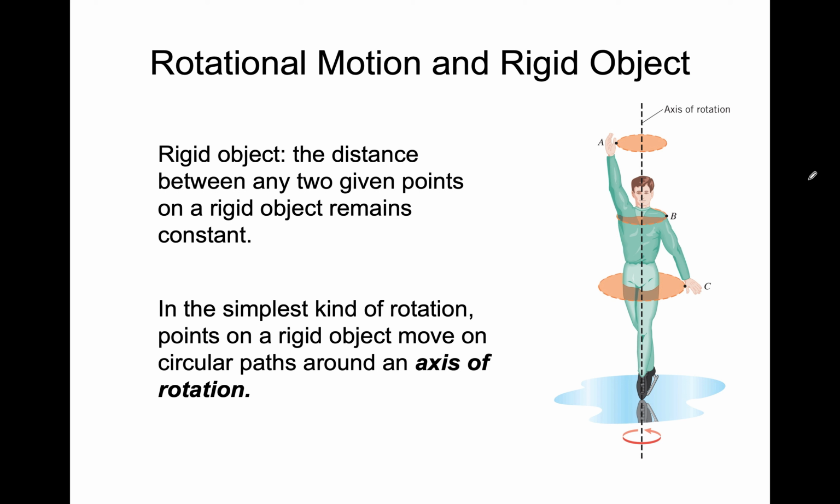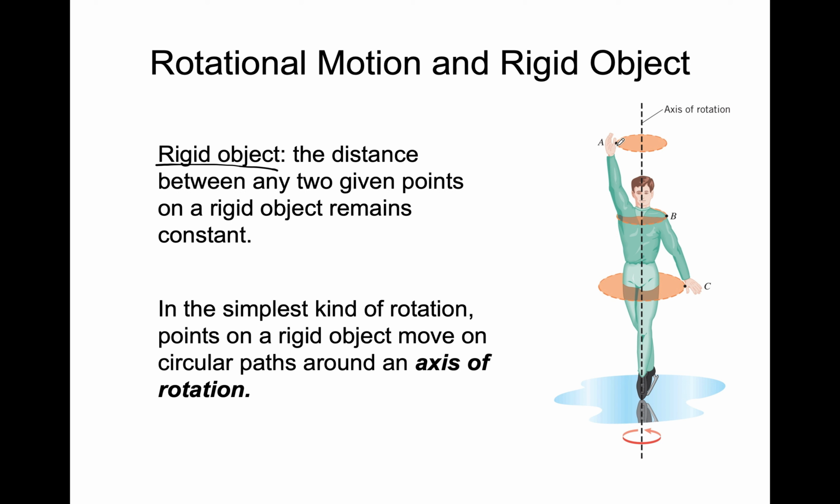So we have been learning linear motion, and we have been treating objects as particles. Now for rotational motion, we need to treat the object as a rigid object. The definition of a rigid object: the distance between any 2 points on the rigid object doesn't change during the motion.